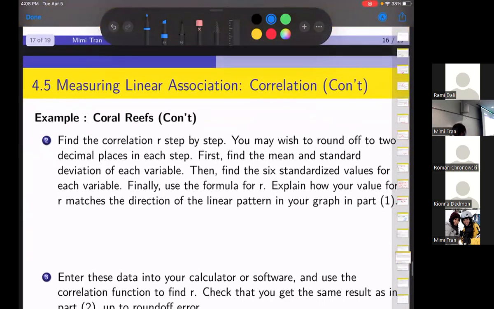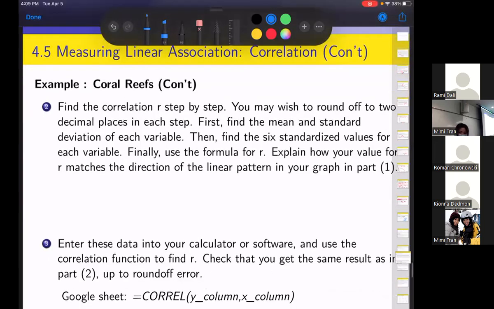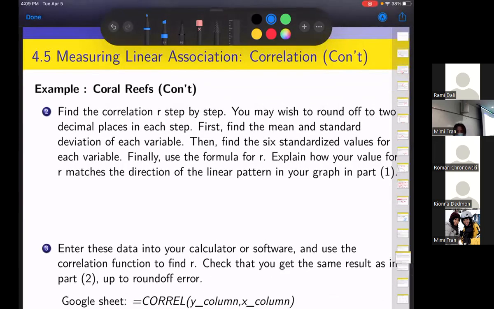Here, they want you to find the correlation R step by step. You're to round up to 2 decimal places. This is for your homework. I'm not going to round it on here because it takes time, but on your homework, if they want you to round, you should round it. First, find the mean and standard deviation of each variable, x and y, then find the standardized values for each variable, and finally use the formula for R. I'm going to show you step by step how to do this in Google Sheets. You can do it on your calculator if you want. It's not difficult. So let me share a screen here.